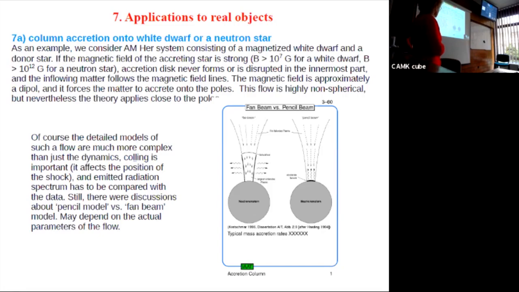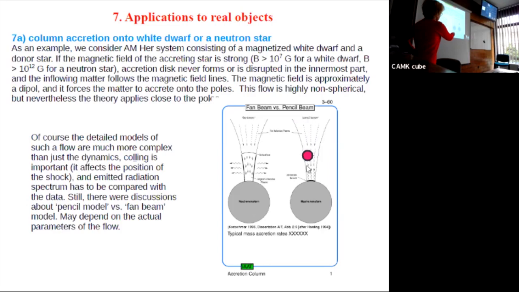When I looked into this issue for some reason many, many years ago, there was a problem whether we actually have this shock high above the surface or we don't. And I checked recently and people still have the same problem. So here you see two geometries. This is the so-called fan beam model, where you have what I described: supersonic flow, then shock, and then slower settlement of the matter. This is for the neutron star case, but for the white dwarf also, it's still under discussion.